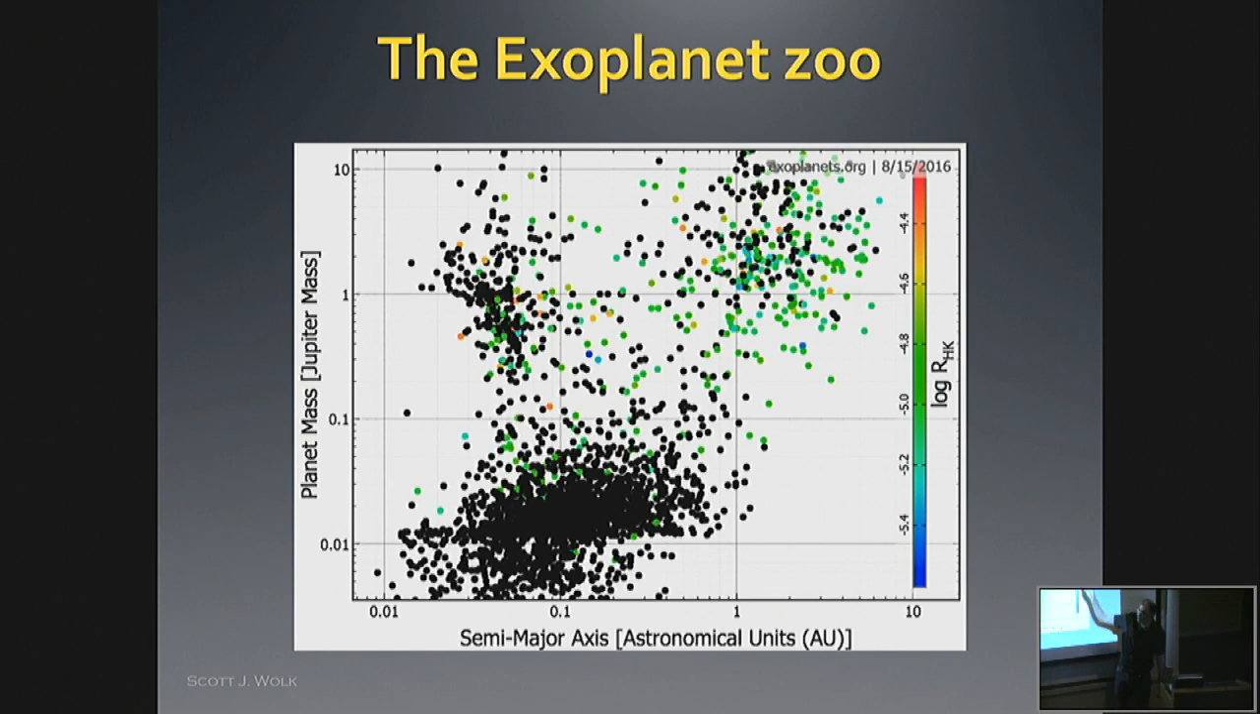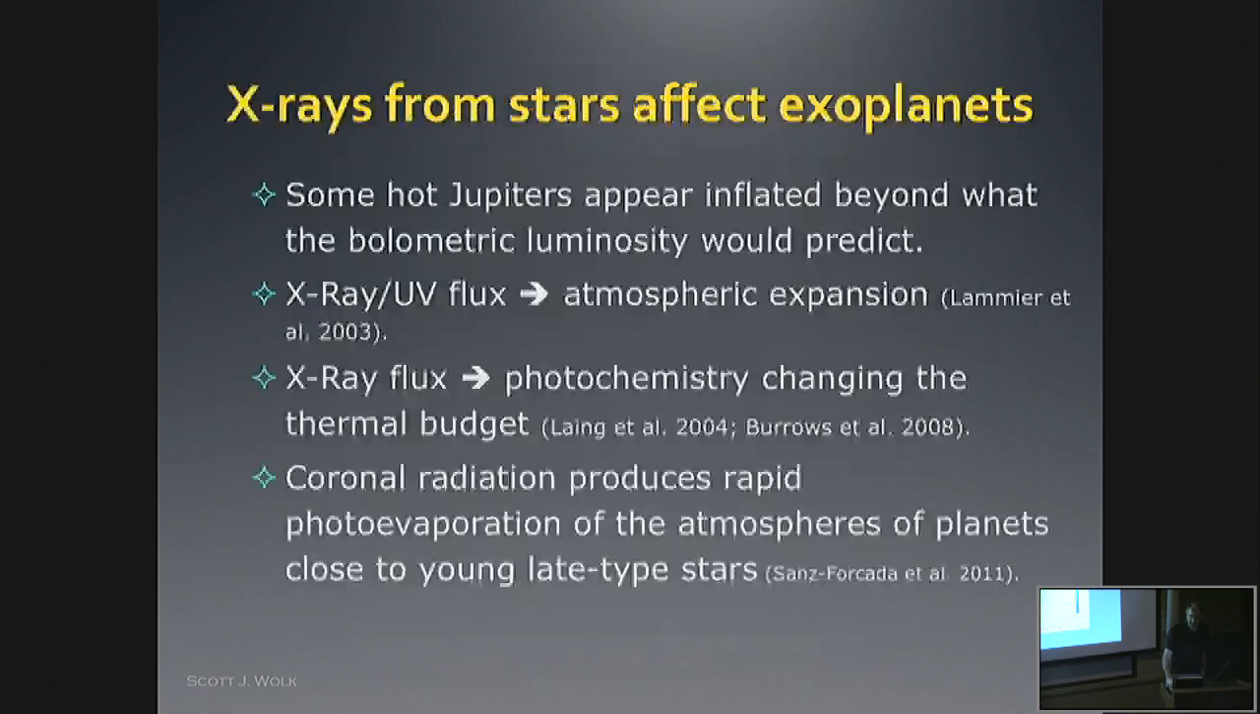Up there is another kind of object. The group over here are Jupiter mass, but also very close to their host star. We call these the hot Jupiters. They're the first discovered, and they're also the easiest to study because they're big and they're close in, and they have lots of different things going on.